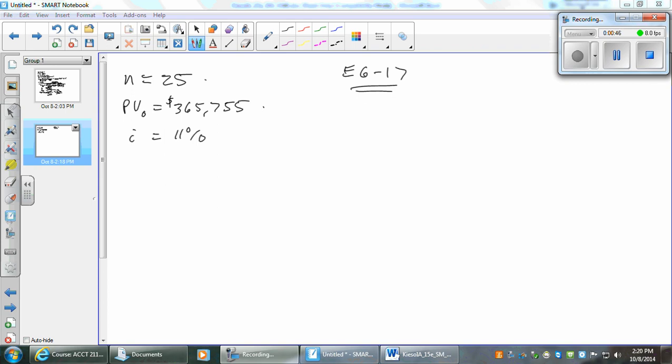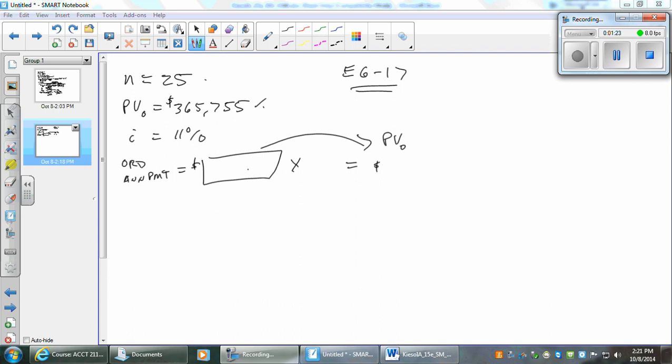So what I want is ordinary or due? Ordinary, end of period. Ordinary annuity payment. And they'd like to know how much the payment is. So all I'd do is say I've got some ordinary annuity payment, I take it times a factor. What kind of factor? I have the present value, and I want to know what payment would cover that present value, right?